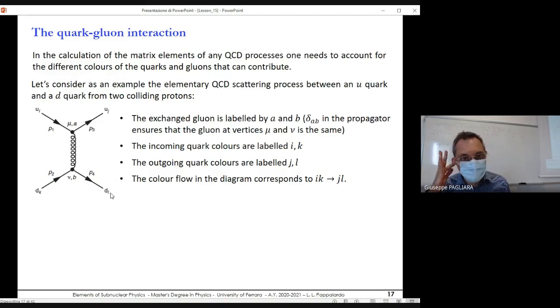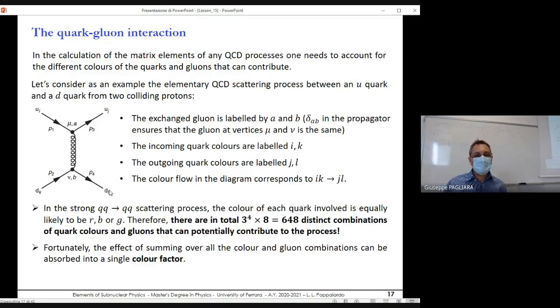Then we have the gluon exchange. So the exchanged gluon is labeled by A and B, and the delta function ensures that it is the same gluon. Then the incoming quark colors are I, K, the outgoing are J, L, and so the color flow in the diagram is IK in the initial state to JL in the final state. Now, in the strong scattering process, the color of each quark involved is equally likely to be red, blue, or green. So the probability that this quark is blue or red or green is the same, we don't know, it can be any of those, and the same for all the others. And in principle, also all possible gluon color combinations can take part here.